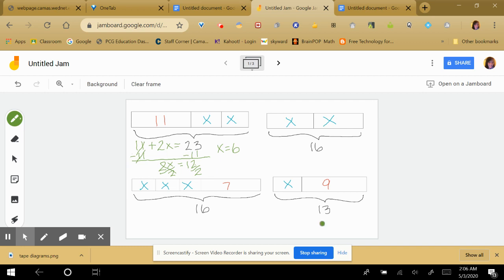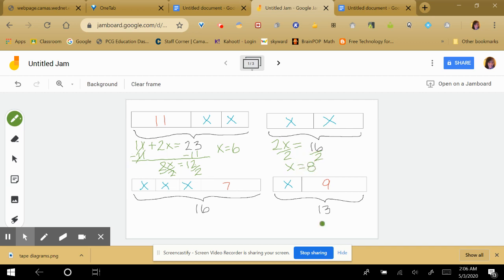All right, let's look at the next one. What do I see here? Well, this one's pretty easy. I know that X's are going to be the same. How many do I have? I have 2X equals 16. That X is multiplying with the 2. What's the inverse operation? What do I need to do? I'm going to divide both sides by 2. And I end up with X equals 8.